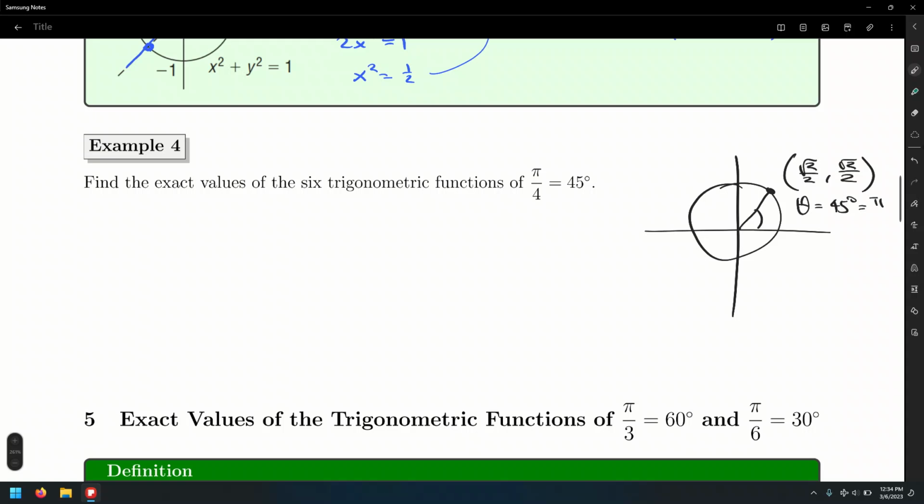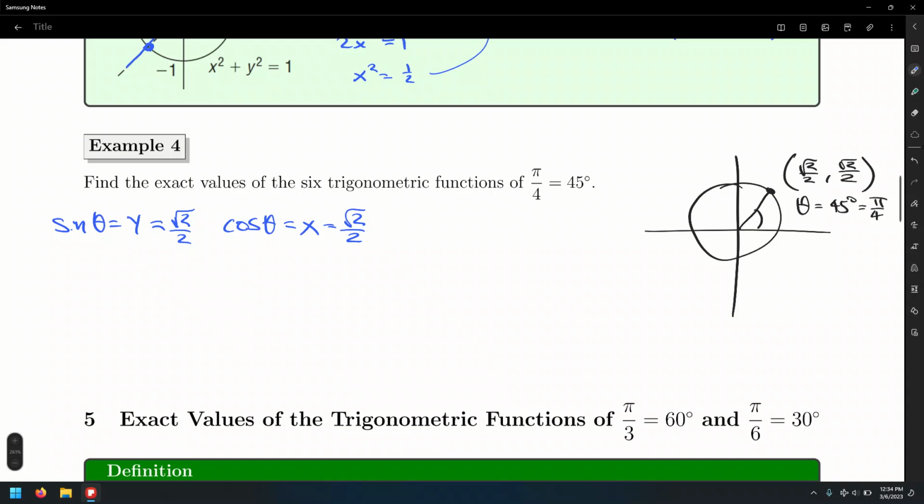45 degrees or pi over 4. So that's our given. We already got those values from the derivation we just did. Whenever we are given an ordered pair, that means two freebies, the sine function and the cosine function. Sine theta is the y value, cosine theta is the x value. In this case, both the x value and the y value are the same. So simply root of 2 over 2, root of 2 over 2.